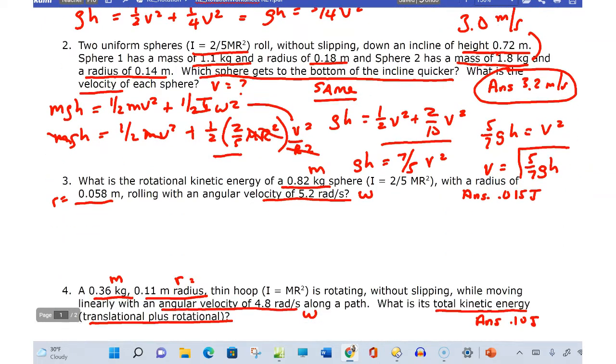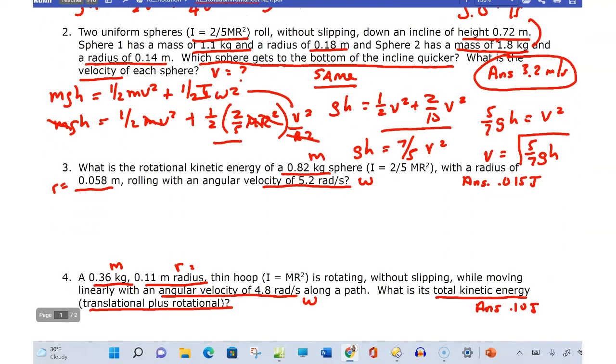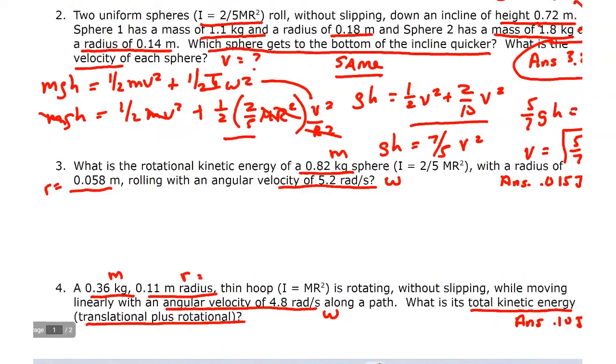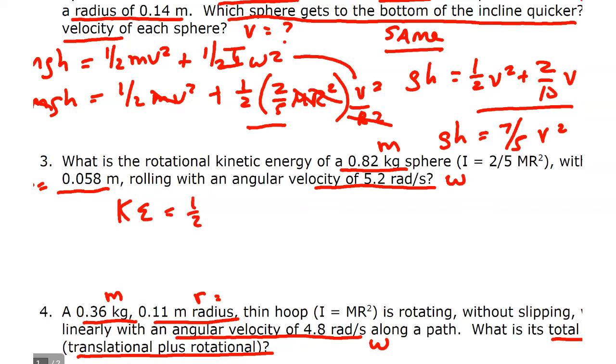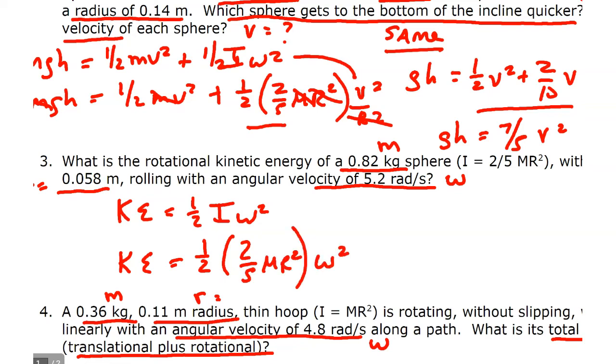Let's see, can we do the rest? What is the rotational kinetic energy of a sphere with this mass and a radius of 0.085, rolling with an angular velocity of 5.2? Let's see what we got here. What's rotational kinetic energy? 1/2 I omega squared. So 1/2 of the I. Well, we're told it's 2/5 mr squared times omega squared. So that's a plug-in.